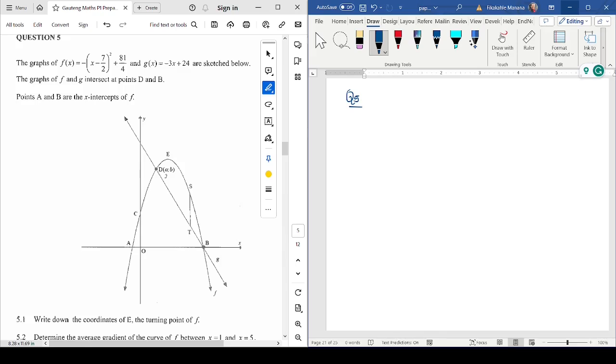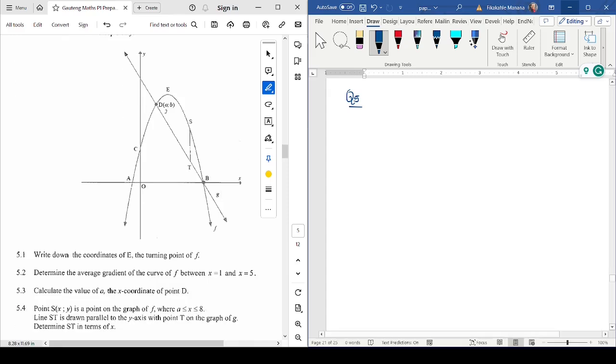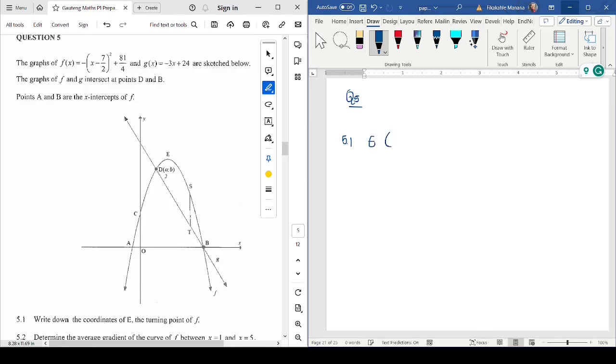I hope you see that the way f of x has been written out, it's in the form where you can see the turning point, so you can see the x coordinate as well as the y coordinate of the quadratic function. So let's go ahead and answer the questions. It says write down the coordinates of E, the turning point of f. That's straightforward, you just read that off. So we have 7 over 2 and 81 over 4. That was just straightforward.